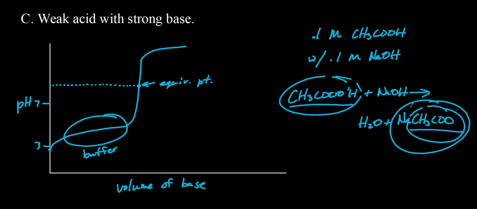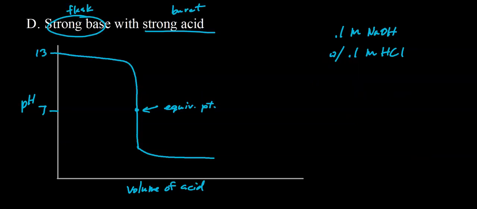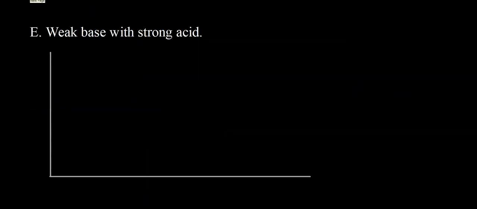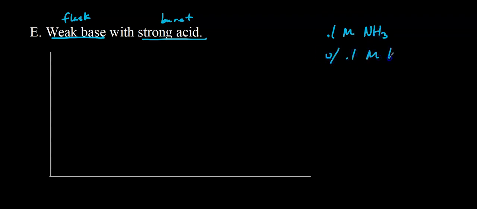All right, we have one more. Let's say we have a weak base, so that's the chemical in the flask, and we titrate that with a strong acid. So let's say we have 0.1 molar aqueous ammonia, and we're titrating that with 0.1 molar hydrochloric acid. All right, set up our axes once again. And same as before, what is the pH of this solution before any acid has been added?